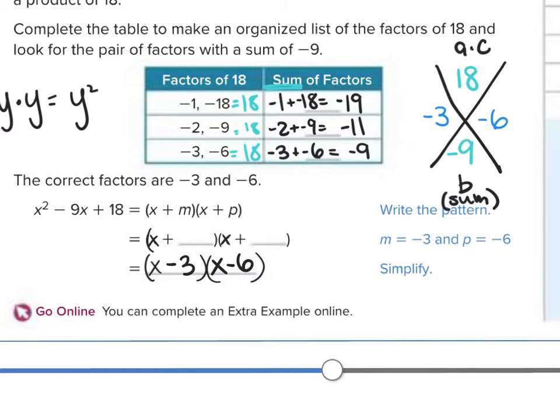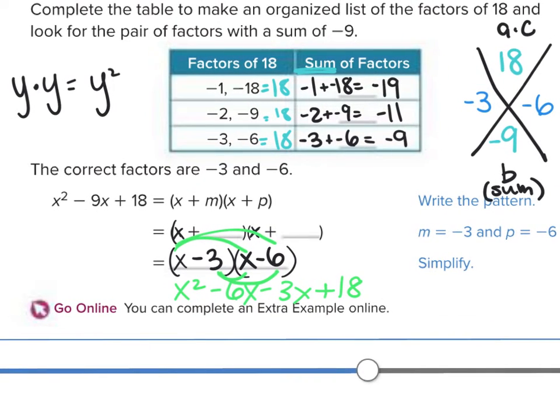All right. If we wanted to check it, remember you can always distribute and see if it works. I would do x times x is x squared, negative 6x, then I do the bottom, negative 3x. Negative 3 times negative 6 is positive 18. So look close here for a second. What do you notice about those two numbers in the middle when I just distributed to check my answer? So negative 6 and negative 3. Are those repeated from our x? That's where those are coming from.